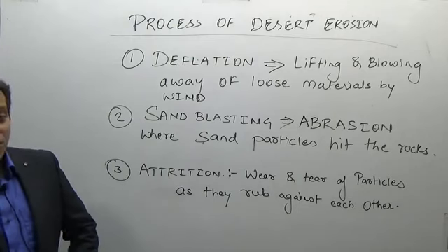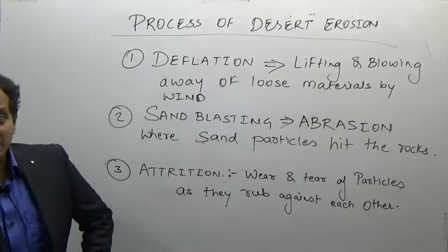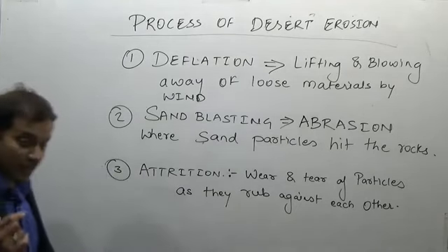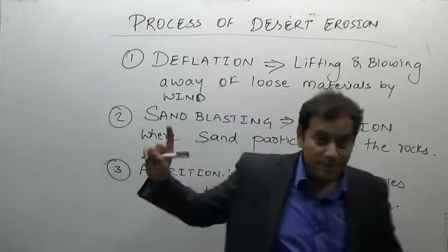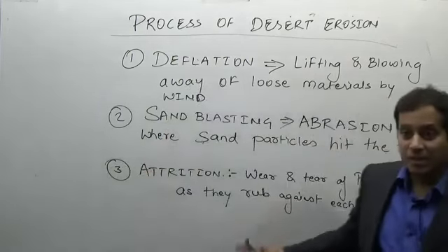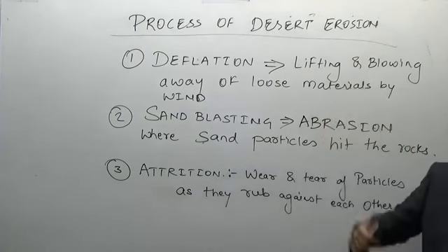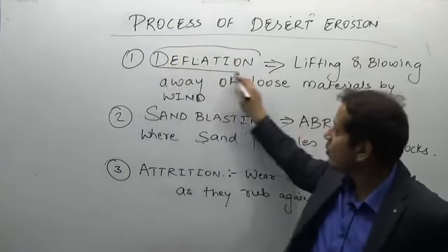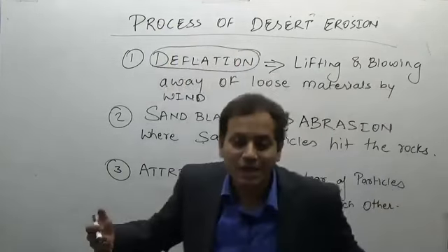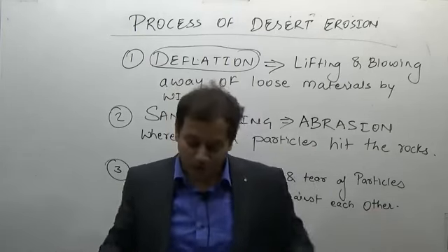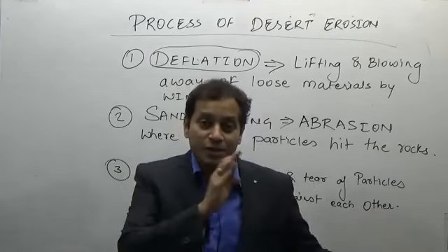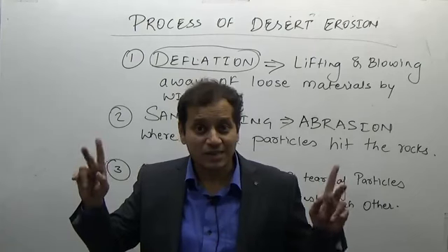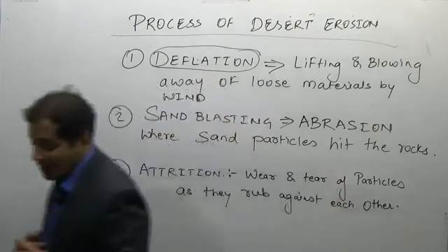Now you find the odd one out. Sandblasting or abrasion, was it present in the fluvial cycle of erosion? Yes, it is present even in the wind. Attrition, was it present in the fluvial cycle of erosion? Yes, it is present even in the wind. What is different here is deflation. What was different in the fluvial cycle of erosion was solution. Wind cannot dissolve, water cannot deflate. So remember, wind is associated with deflation, that is a different thing. Water is associated with solution. So these are the two different types of processes of desert erosion.